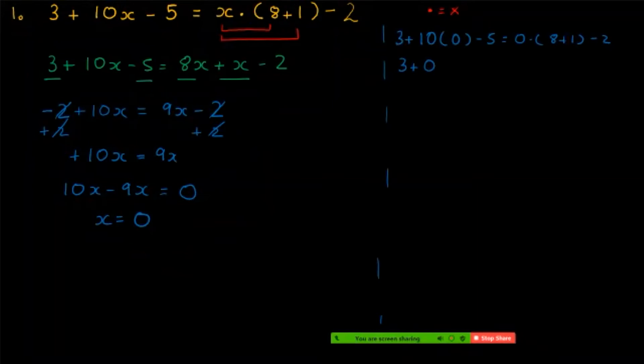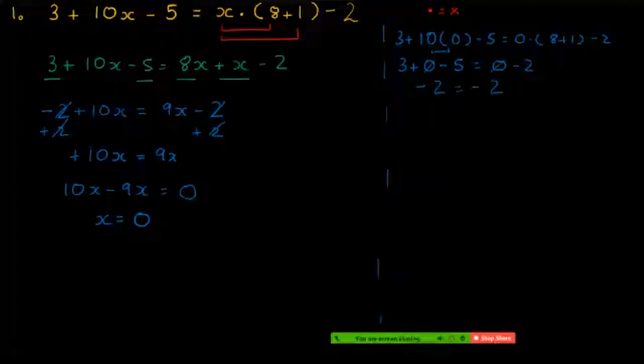We have 3 plus 10 times 0, and anything times 0 is 0, minus 5 equals 0 times 8, which is 0, and 0 times 1 is 0. So we have 0 minus 2, and we can get rid of those zeros. We get 3 minus 5 is minus 2, and minus 2 equals minus 2. This is correct, because minus 2 equals minus 2. So therefore, our answer is correct: x equals 0.